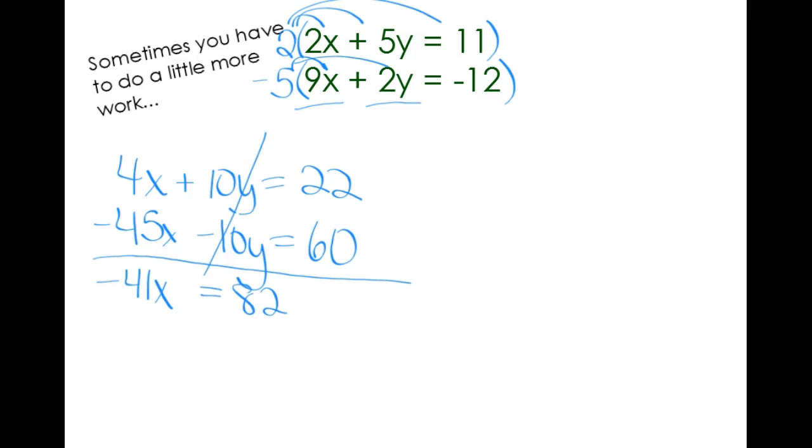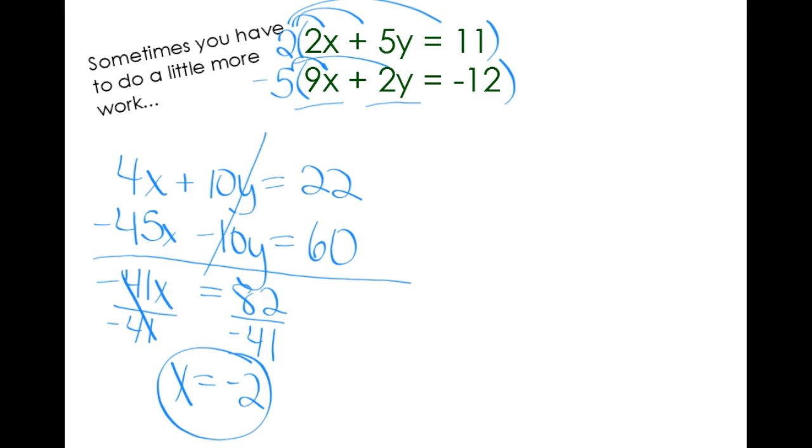It always looks like, how could anything be something that 41 can go into? But it's just because we multiplied by such big numbers. So it does work out nicely. X equals negative 2. I just think if I multiplied by 9 and 2, we could have made them both 18. It would have been bigger.